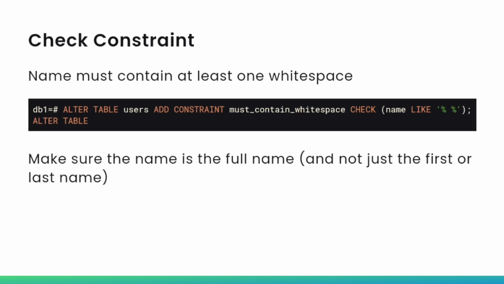Alter table users, okay, the name of the table, add constraint, and this time it's very important to use a very, very descriptive name for the constraint. So we say must contain white space, okay? This is the name of the constraint, okay? And now the keyword check, and inside parentheses, we provide an expression that must evaluate to true for the validation to pass. So in this case, we say name like anything, white space, anything, okay?